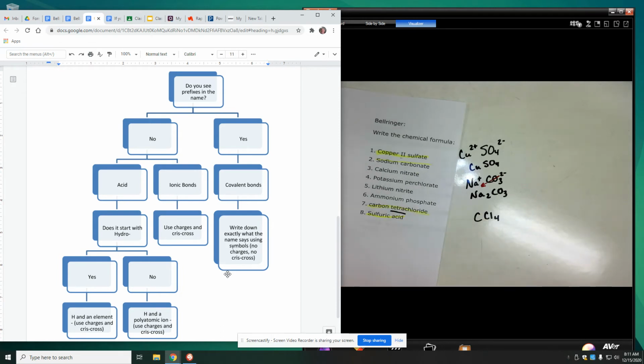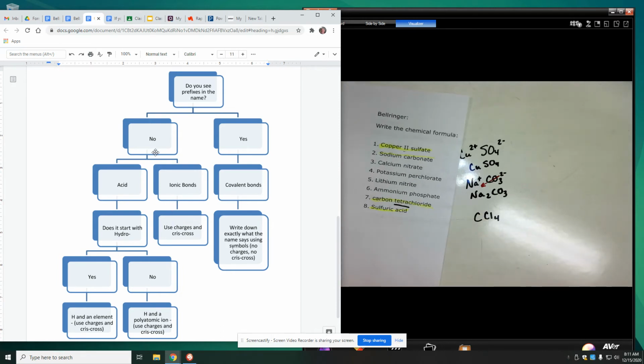All right, so number 8 there is an acid. So we don't see prefixes in the name. It is an acid because it says so in the name. So does it start with hydro? Well, in this case, it does not. So that means it is hydrogen and a polyatomic ion. We've got to use the charges and crisscross.